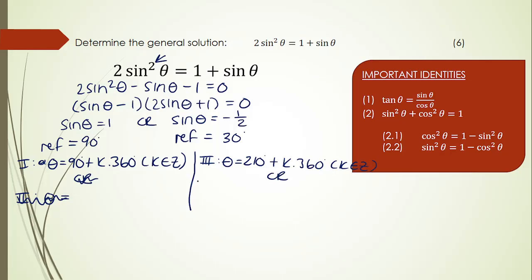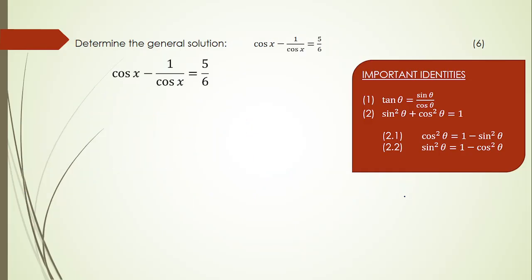Or quadrant 4, 360 minus is just 330 plus k times 360. Great stuff. Next one.